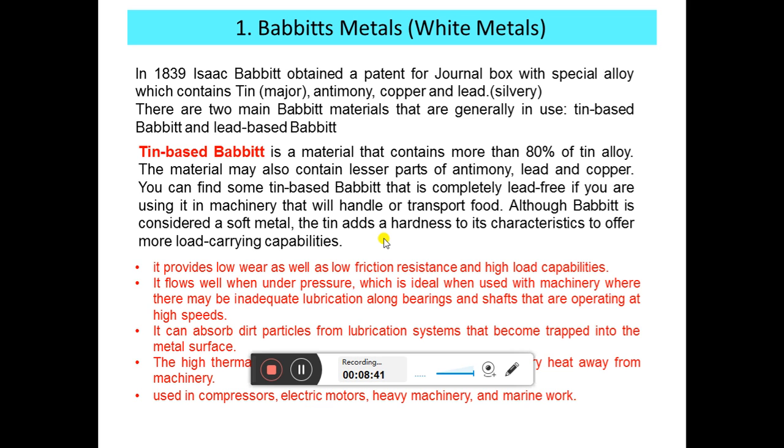Clear? So in the examination, if you are asked, first you have to write what is meant by tin based babbitt, then explain the characteristics, and afterwards explain where it is used. You have to write the properties and you have to write the applications.